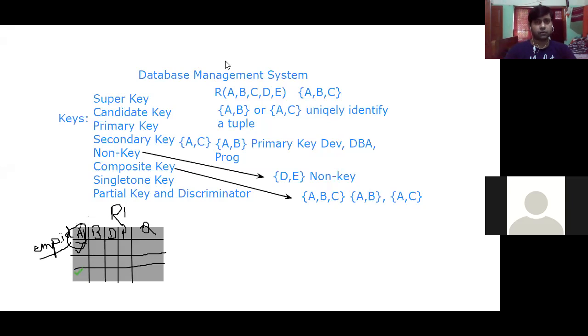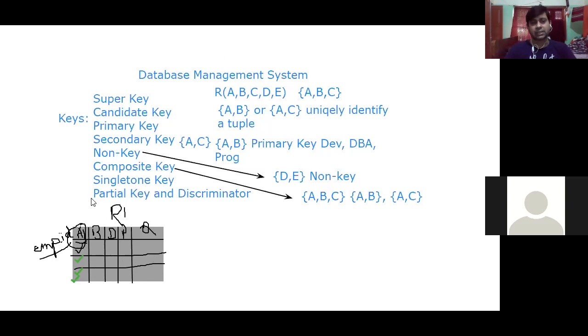Every row will be identified by this particular primary key or employee ID. So employee ID is the only attribute that is forming the key, so it is a singleton key. Singleton key means a key that contains a single element or single attribute. So all of you, I hope, understand.